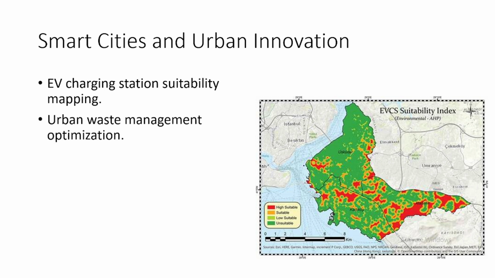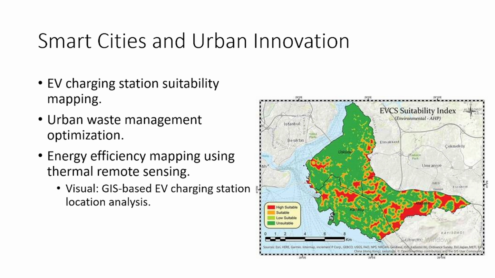And further, urban waste management optimization. So basically which place is more effective for urban waste management, we also do it. And then energy efficient mapping using thermal remote sensing. Electric vehicle charging station location analysis we also do. And further, where is the high suitable, low suitable, unsuitable, and suitable, we can easily find out. And from there we can easily use it for smart cities and urban innovation, we also do it.